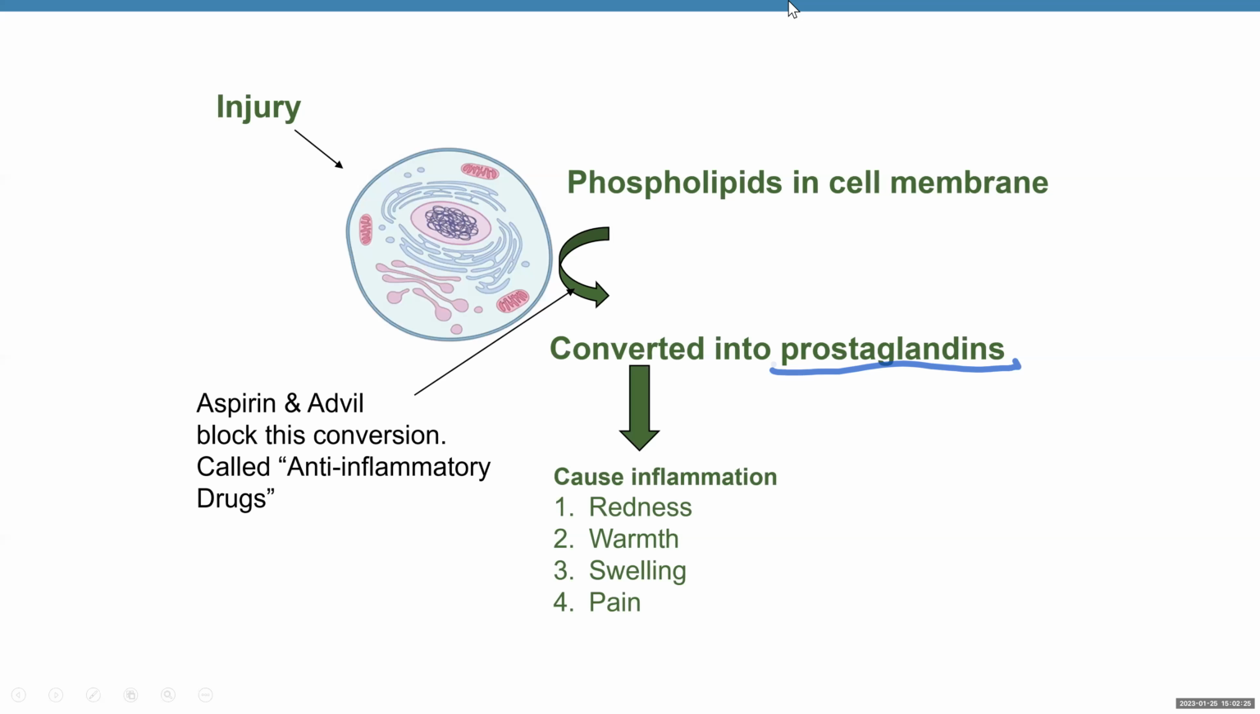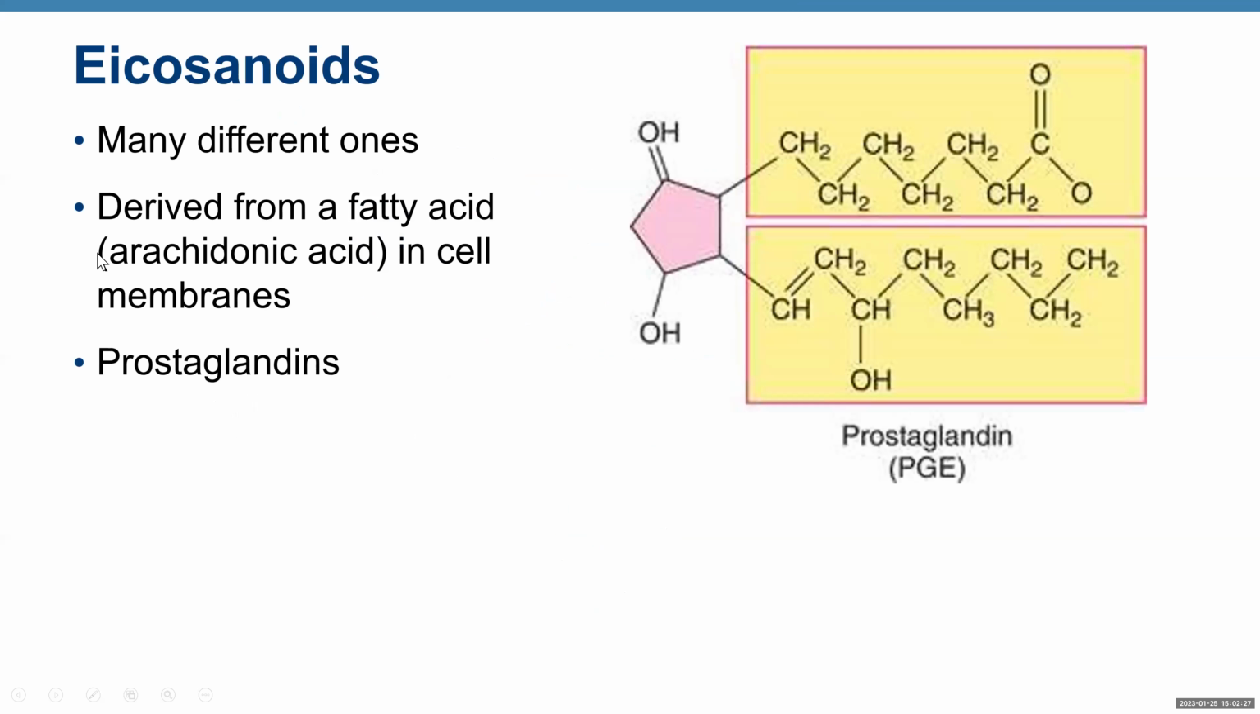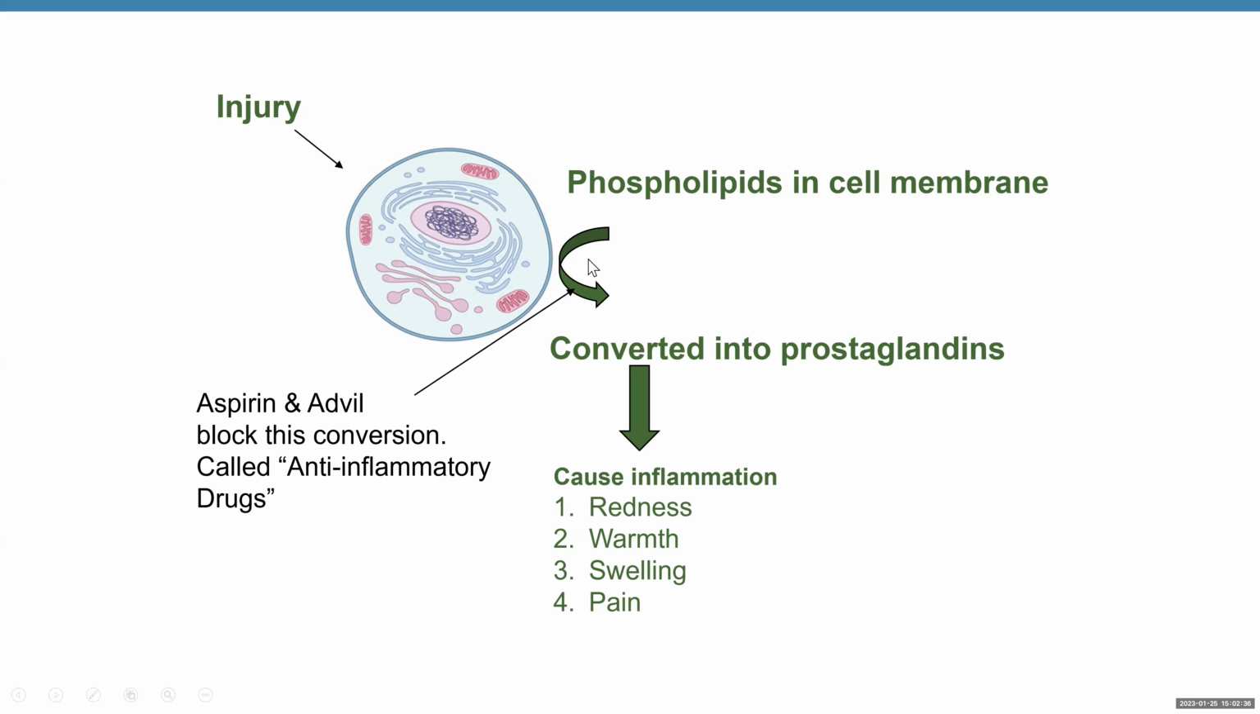As it says right there on the previous slide, they are derived from fatty acids in cell membranes. And phospholipids, remember, they're made of glycerol and fatty acids. So when we have this conversion, prostaglandins are formed, and they are actually inflammatory chemicals. So they will cause inflammation, and the signs of inflammation include redness, warmth, swelling, and pain.